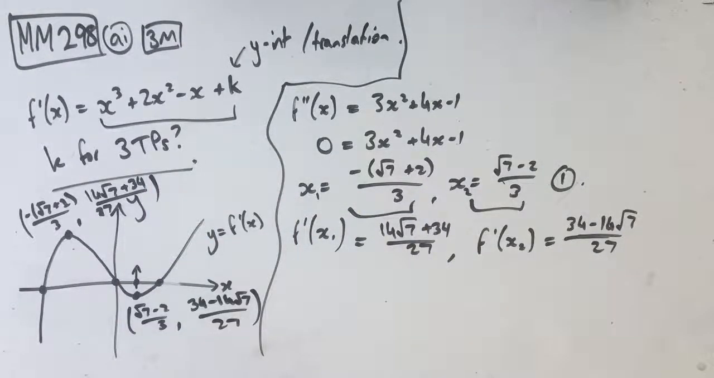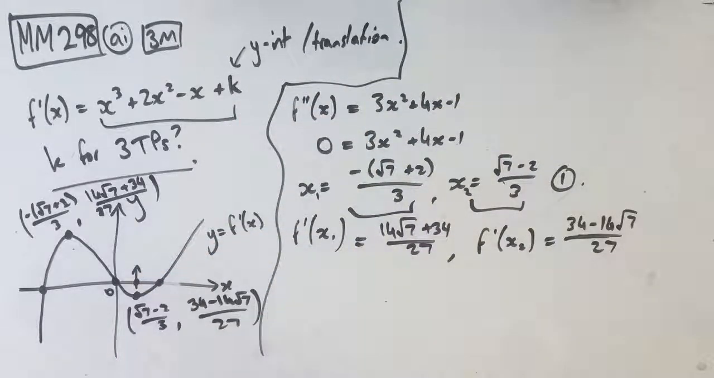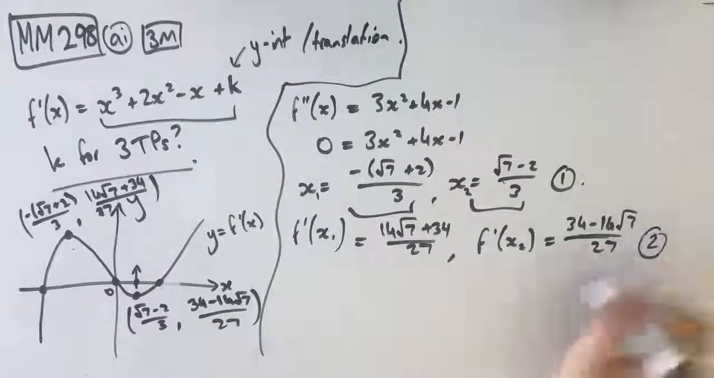So there are our coordinates. If k equals 0, we've let k equal 0. That's our 0 point there, because we're going to have to move it up or down based on what k is. So this is our second mark. Finding our y values is our second mark.